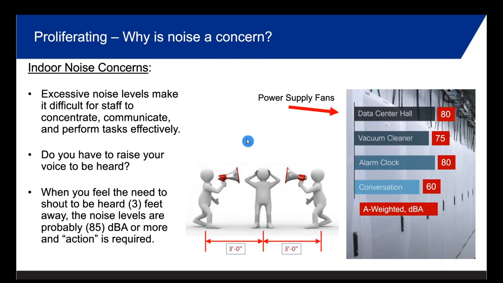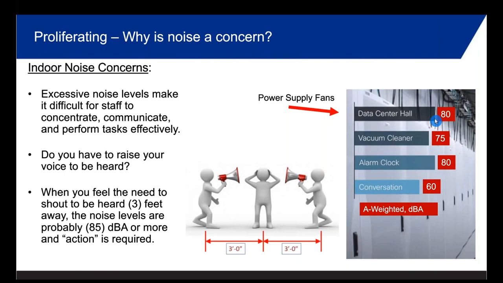I looked also at some research, and it showed that over here we have listed a data center hall untreated, just a data center hall operating. Usually the power supply fans, usually mid to high frequency, like 500 hertz and above noise, are driving it to about 80 dBA.